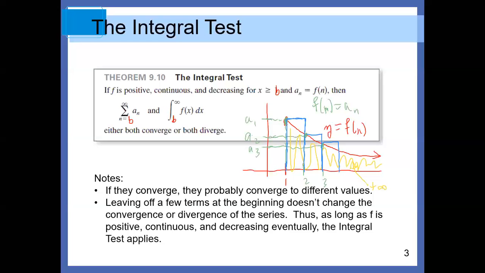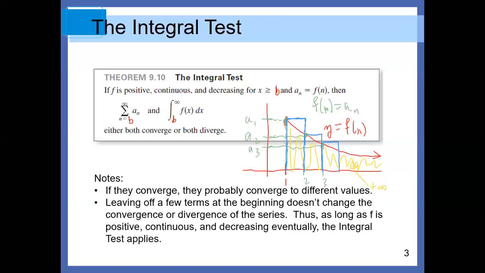So if the area under the curve is infinity, then the series also has to equal infinity, right? So integral diverging implies series diverges, yes?